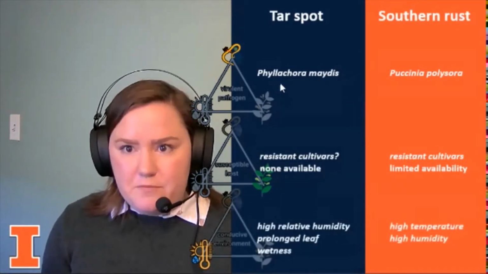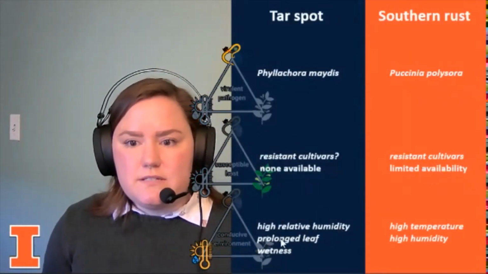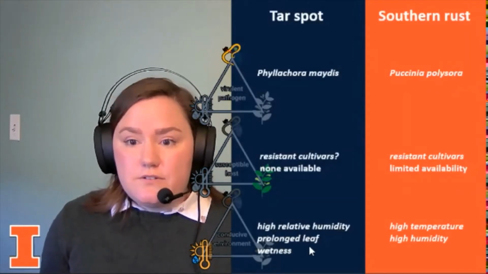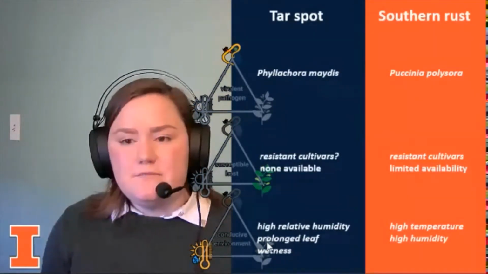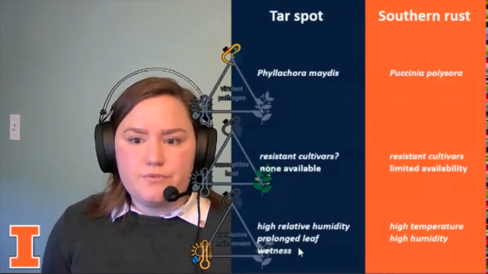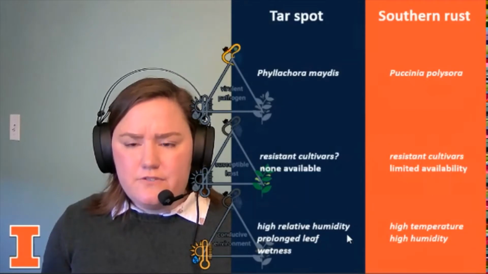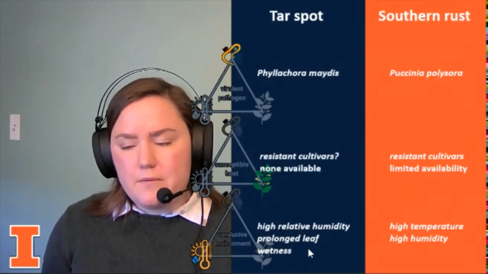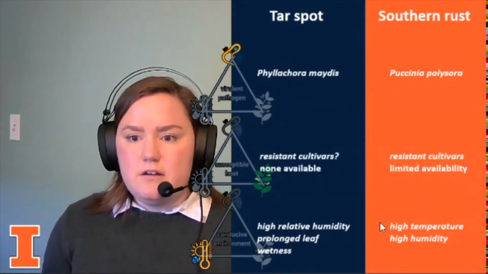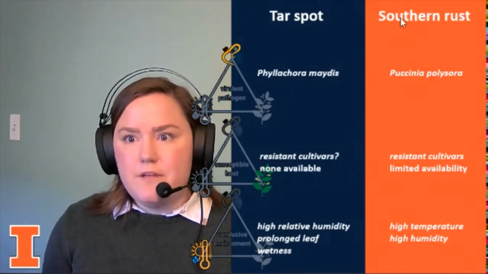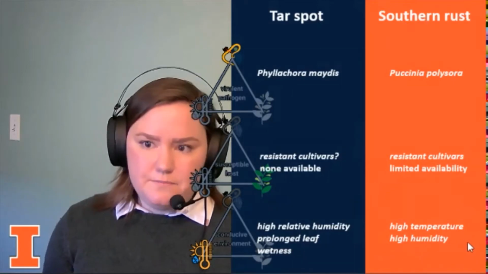And then the conducive environment for tar spot, we're looking at high relative humidity. That doesn't show up until the canopy closes, and you'll see more disease development when you have periods of prolonged leaf wetness. And I didn't put it on here, but tar spot does tend to flourish in moderately cool temperatures, so maybe like 75 to 85 degrees, versus the really hot temperatures where southern rust thrives in high temperatures, and also likes high humidity.